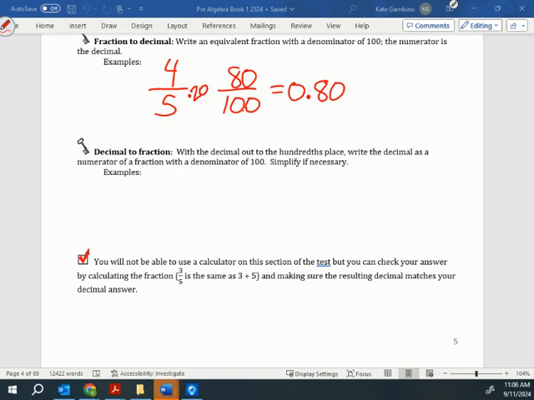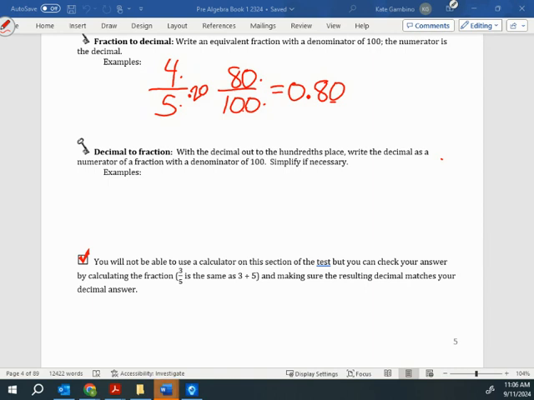So I can go from a fraction, 100 on the bottom, so I have to change my numerator. When I change my denominator, I change my numerator, and then I take that numerator and put it after the decimal. So this fraction we would say is 4/5. This one is 80 hundredths, and 80 hundredths is a decimal, right? So we see the 80 going out to that hundredths place.